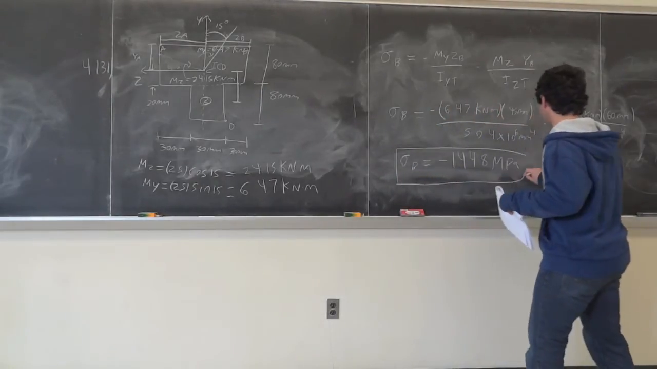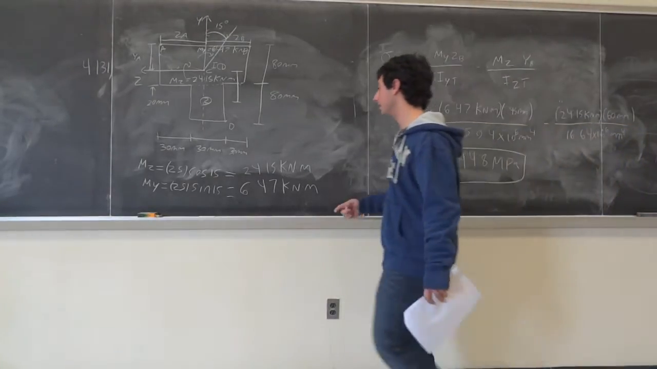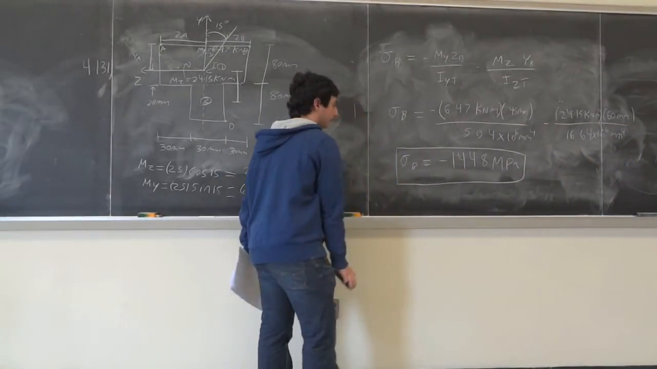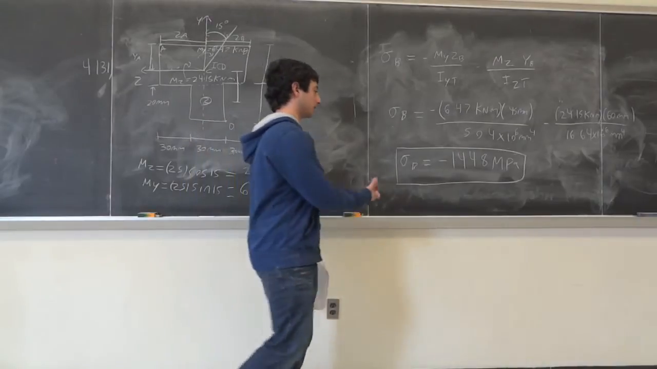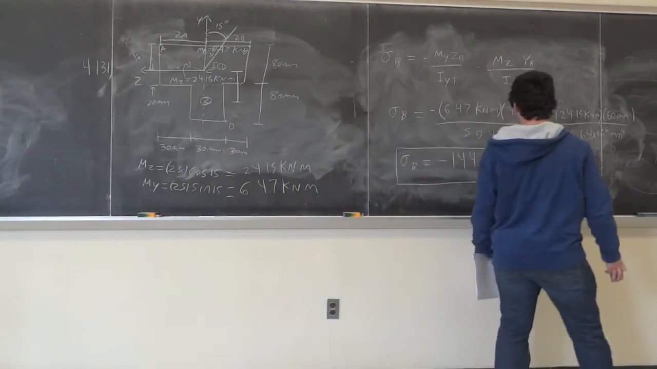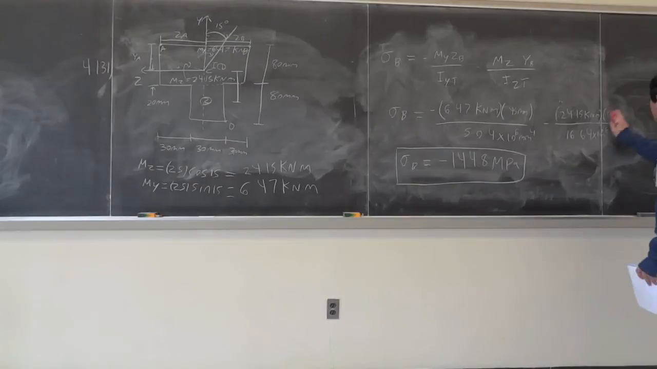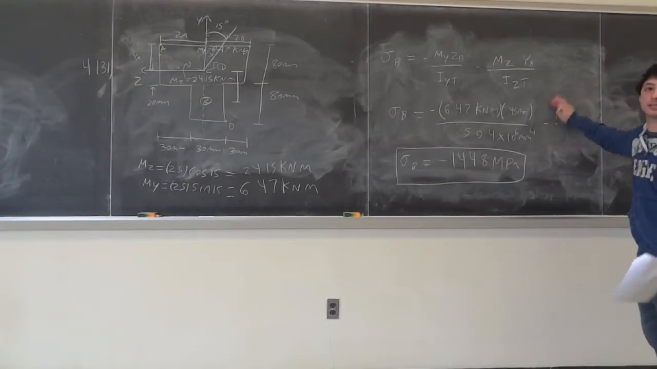Alright, and then finally they want you to calculate the stress at point D. So that's the stress at point B, and we would expect it to be in compression, that's why it has a minus sign. Any questions? It was pretty easy.